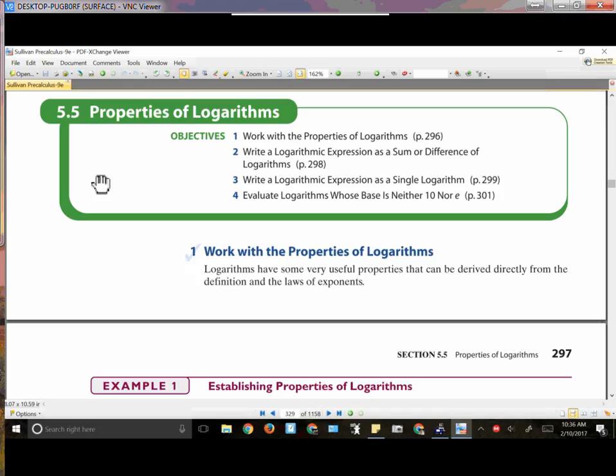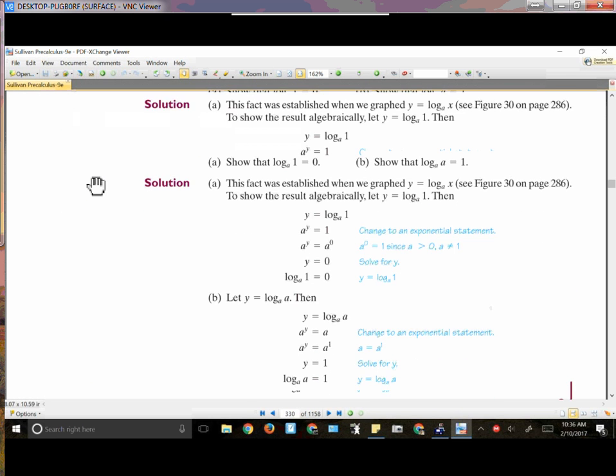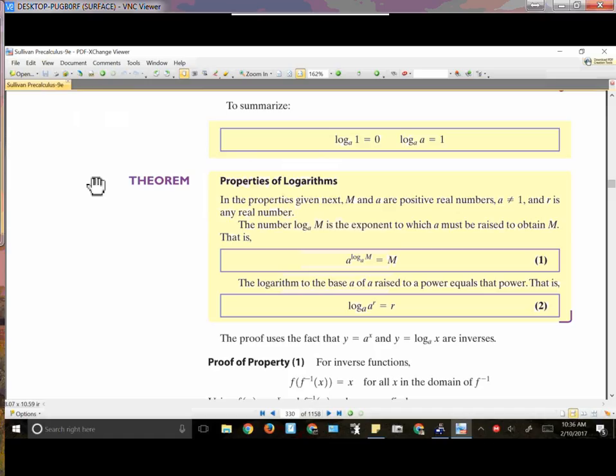Properties of logarithms. The idea of this one is that this lesson is going to give you all the little tricks and methods for working with logarithms. Let's see here.